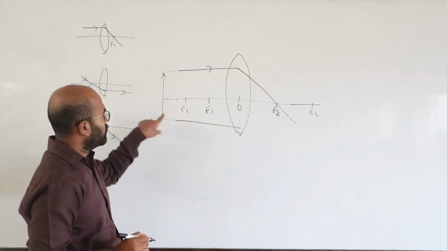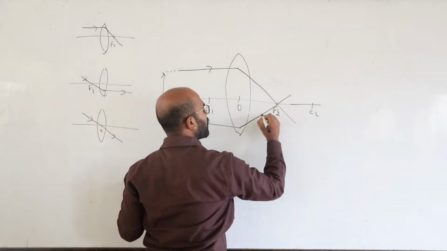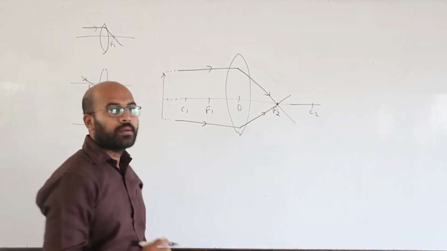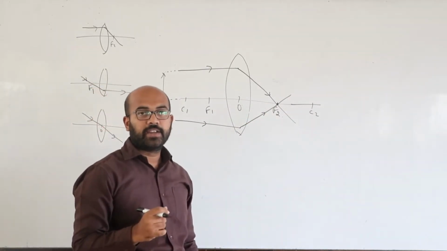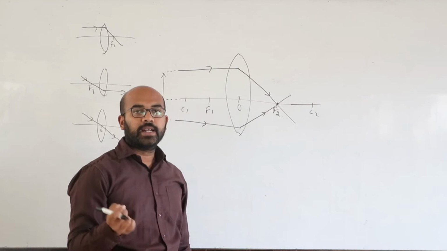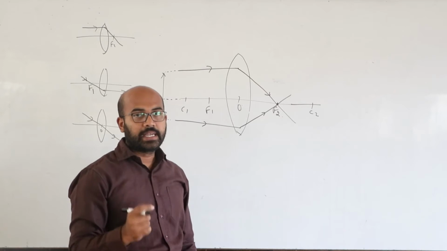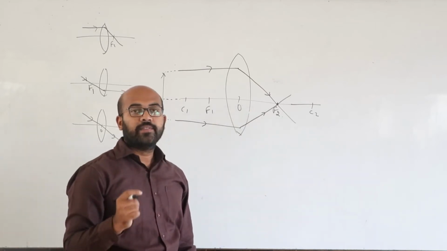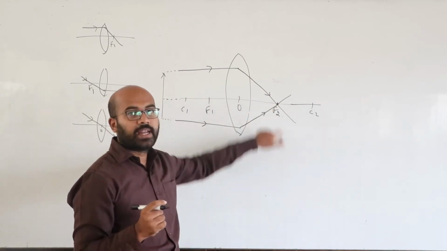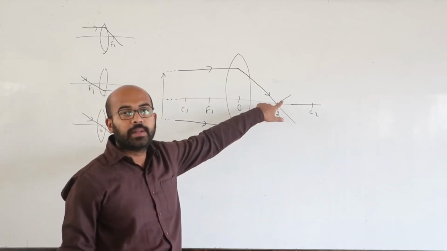Top, so that is parallel to the principal axis. After refraction, it passes through principal focus. So both the light rays are meeting at principal focus, so the image is getting formed at principal focus. As in the case of a mirror, we need at least a minimum of 2 reflected rays in a mirror. But here, for image formation in a lens, we need at least 2 refracted light rays to form an image. So when the object is at infinity, the image is getting formed at principal focus.